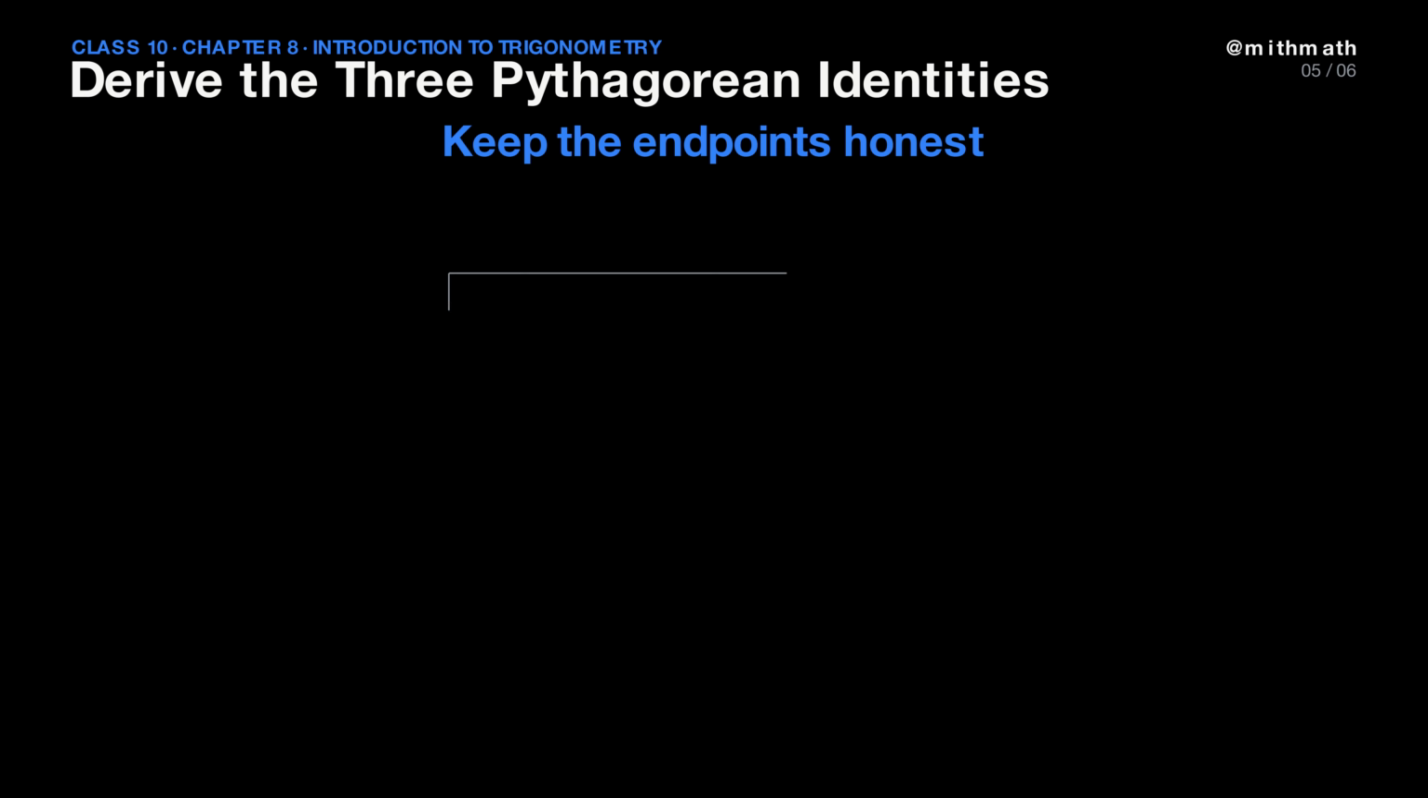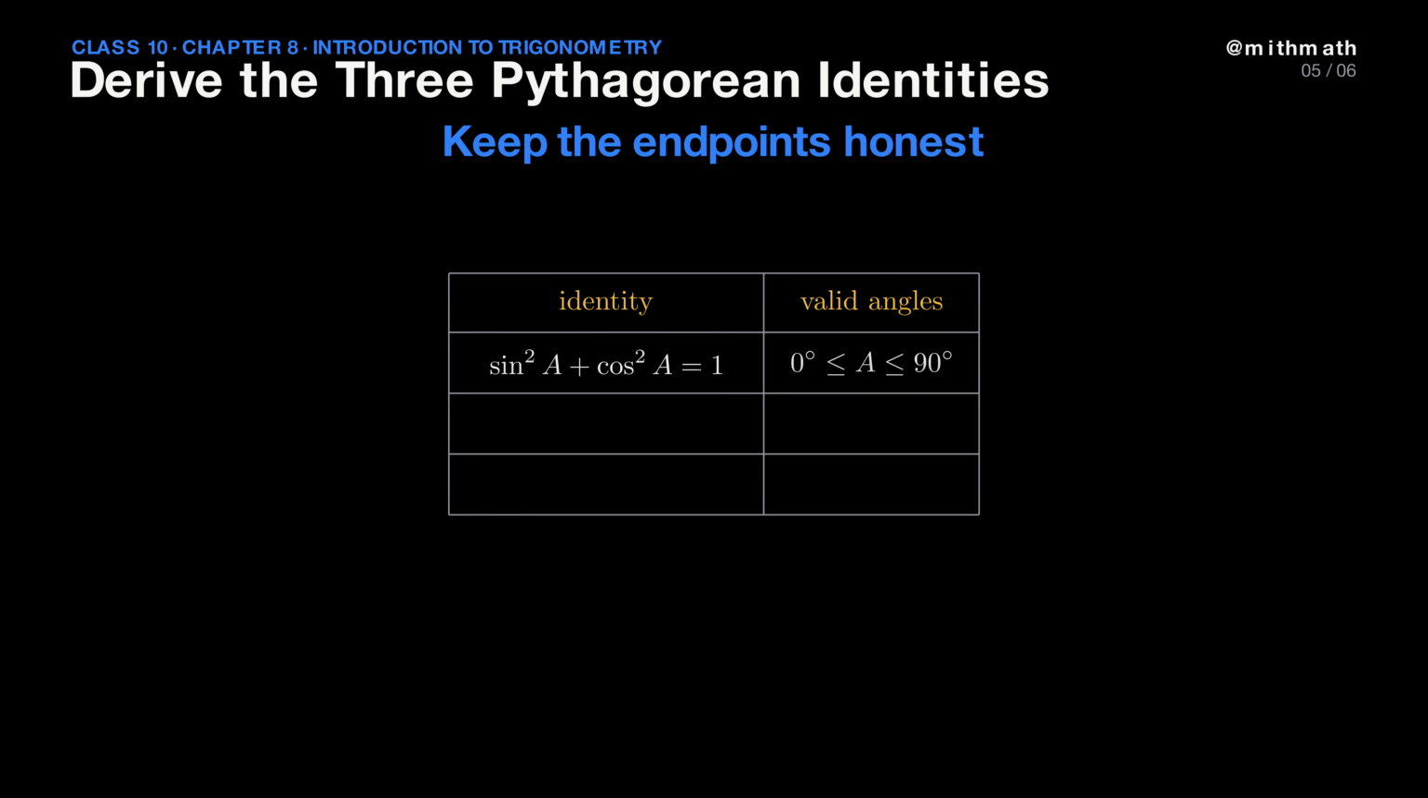The first identity includes both endpoints. The tangent secant identity excludes 90 degrees, while the cotangent cosecant identity excludes 0 degrees.